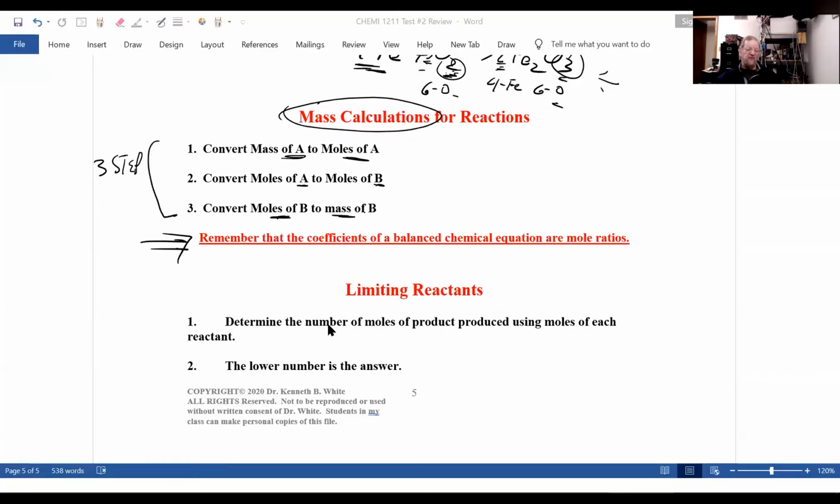Well, we do the same thing when you're doing a reaction and you only have a certain amount of each reactant. And what you do, and we'll go over that later today in chapter 8 practice problems, is determine the number of moles of products produced using the moles for each reactant. If I had 2 reactants, I'll do 2 equations, and the lower number of those 2 is the correct answer. This is all given to you, except for that important information.